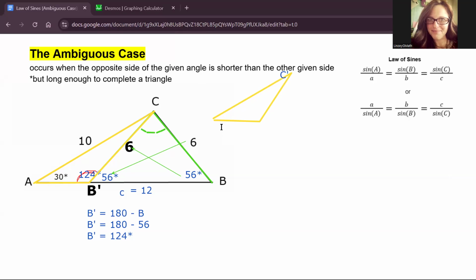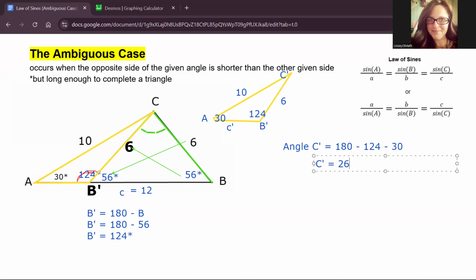And we'll finish solving. So now this angle up here is going to be C prime. We have to solve for that, and side C prime. And this is our angle A, 30 degrees. And we found this angle, B prime, 124 degrees. And side B is 10, side A is 6. So we need to solve for angle C prime. So angle C prime will be equal to 180 degrees minus 124 minus 30. And we get 26 degrees for angle C prime.